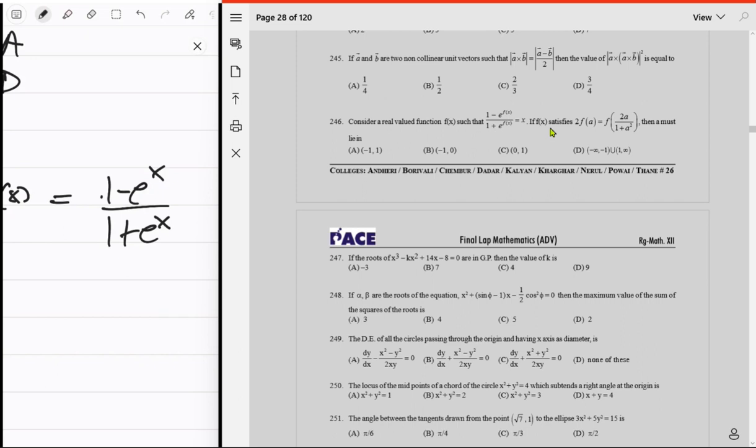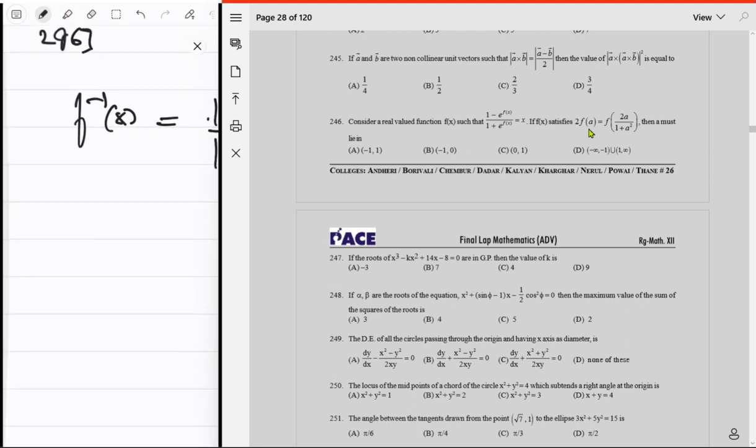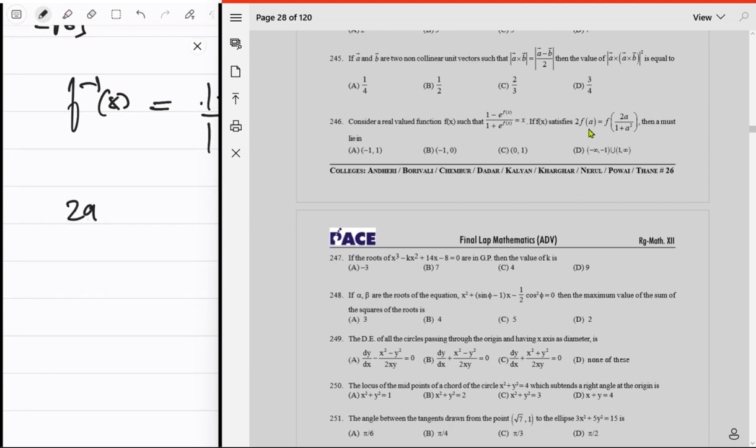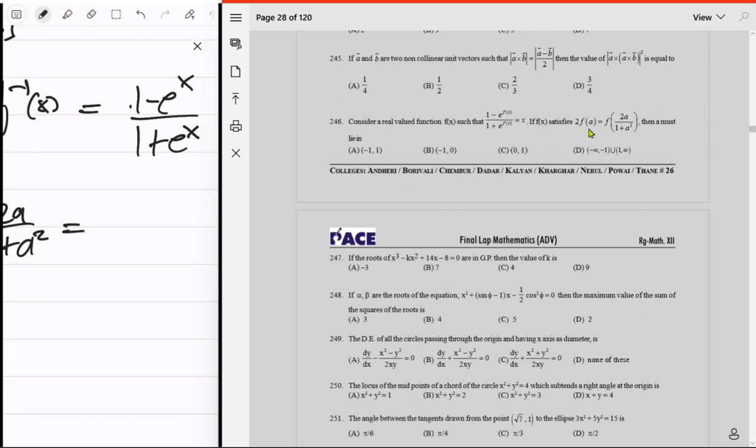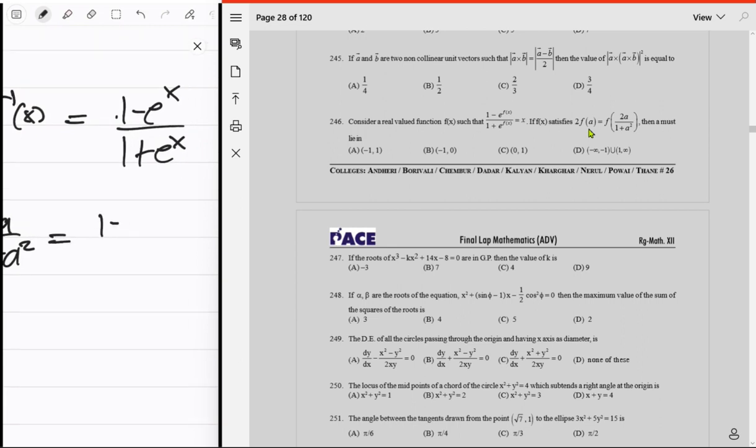I guess there is no other way. You just have to do e power each of these guys. I was not expecting this. Or you just do f inverse, right? So f inverse applied on this guy. So basically what do you get in that case? It's just 2a upon 1 plus a squared is equal to f inverse of 2f of a, which is like (1 minus e power 2f of a) upon (1 plus e power 2f of a).